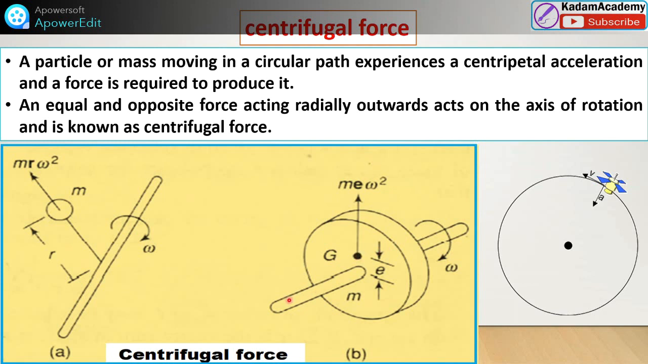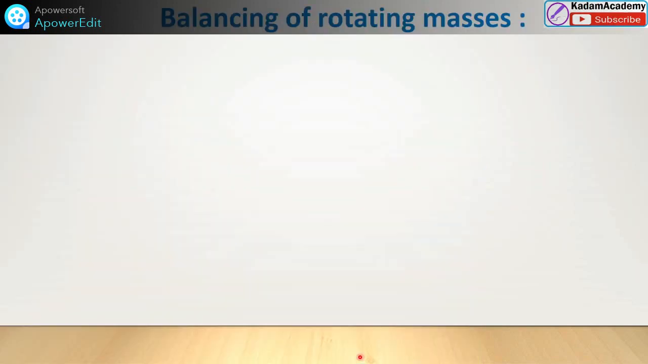This is the axis, and radially outward side it acts on the axis of rotation and is known as centrifugal force. So this is the concept of the centrifugal force. We just want to clear you. This is already studied in 11th, 12th, first year also.